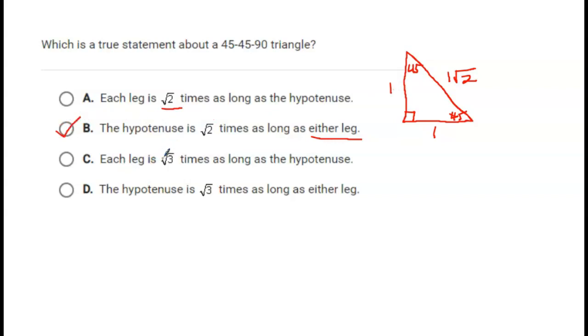And it said the leg is square root of 3 times as long as the hypotenuse, which is not true because we are not dealing with the 30, 60. The 30, 60 brings out this. This is not. And here too, it is a 30, 60 that brings out that. So that's not true. So that's how you can get more detailed understanding in terms of definition, that yes, the hypotenuse is the leg multiplied by square root of 2, which is this one here.